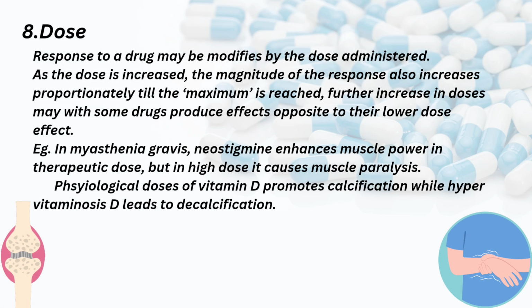The eighth factor is dose. Response to a drug may be modified by the dose administered. As the dose is increased, the magnitude of the drug response also increases proportionately till the maximum is reached. Further increase in dose causes the drug to produce an opposite effect. Example, in myasthenia gravis, neostigmine enhances the muscle power in therapeutic dose, but in a higher dose, it causes muscle paralysis. Physiological dose of vitamin D promotes calcification. When it is administered in a hyperdose, it leads to decalcification, which is an opposite effect.